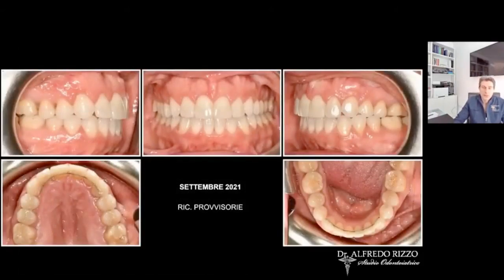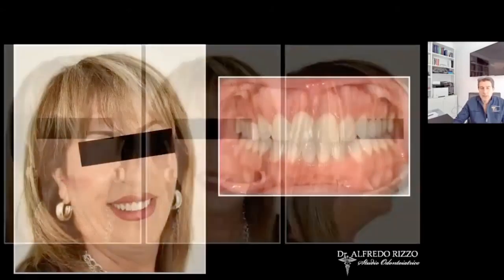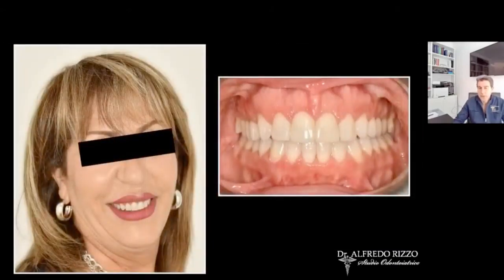And these are the photographs after all the restorative work required has been completed in order to restore the anatomical shape of the incisors. We also take a look at the aesthetics. The patient is extremely satisfied. We have achieved the correction of all initial issues and problems.